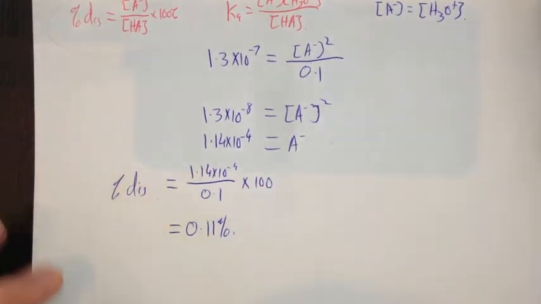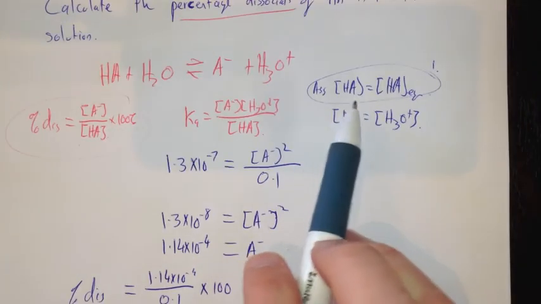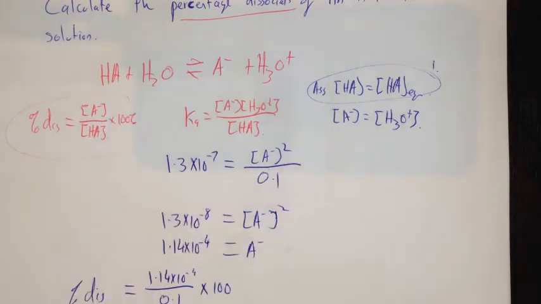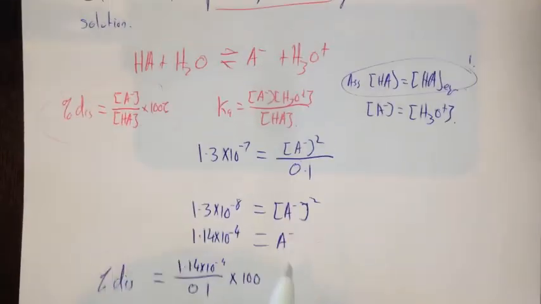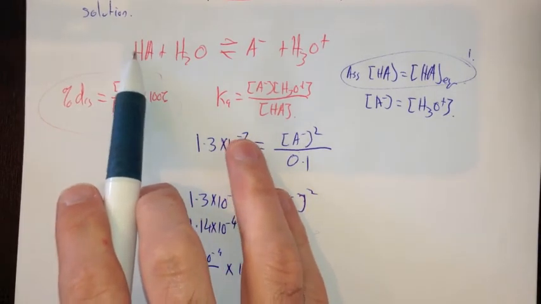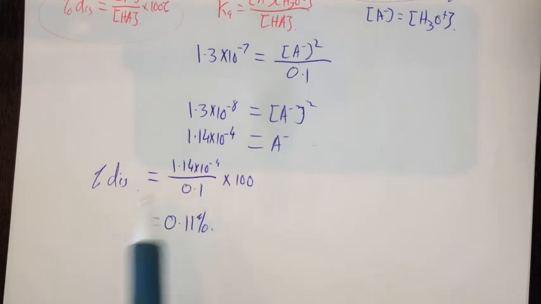percent. A very small percentage dissociation, which you would expect, and what we assumed would be true as well, because we assume that the amount it dissociates is negligible. So really, 99.89% of this acid remains attached with the proton on it. Therefore, we have our dissociation here.